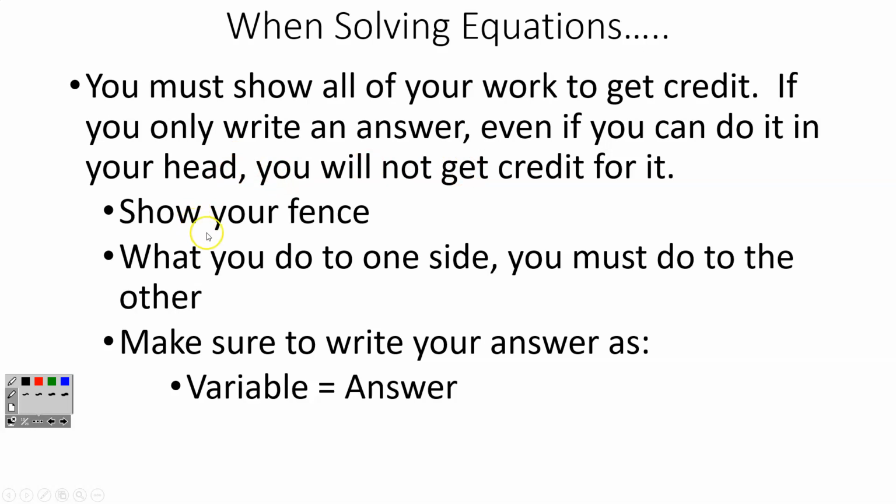You have to show a fence. What you do to one side, you do to the other, and you have to write your answer as the variable equals the answer. What do I mean by this?